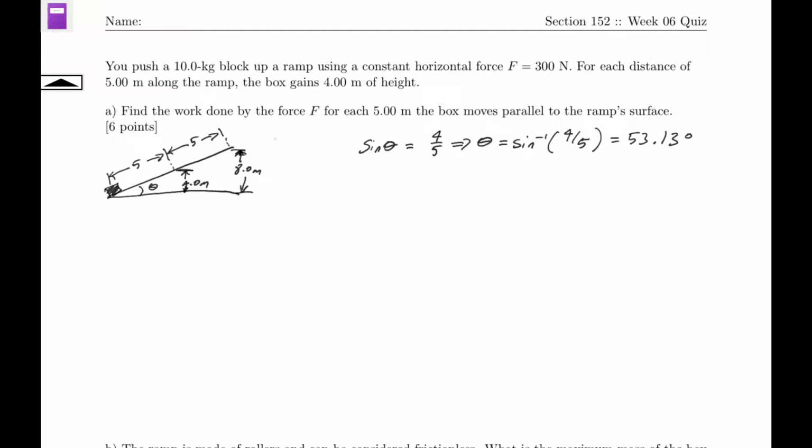Find the work done by the force F. For each 5 meters, the box moves parallel to the ramp surface. So here's the box. There's an applied force F with magnitude 300 newtons. There's a normal force, N. There's gravity down. But in part A, we're not asked about the work done by any of those forces, just by F. So let's go into the angled coordinate system.